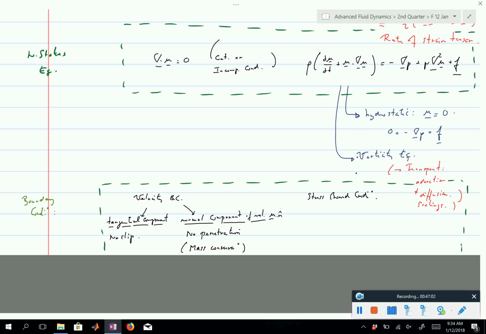Okay? And then the stress boundary condition is the same. You have the normal stress boundary condition.